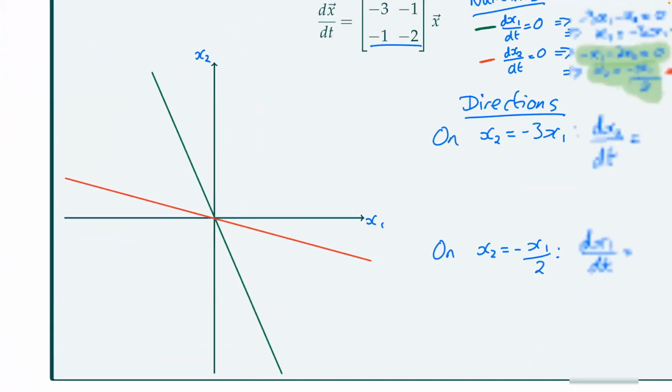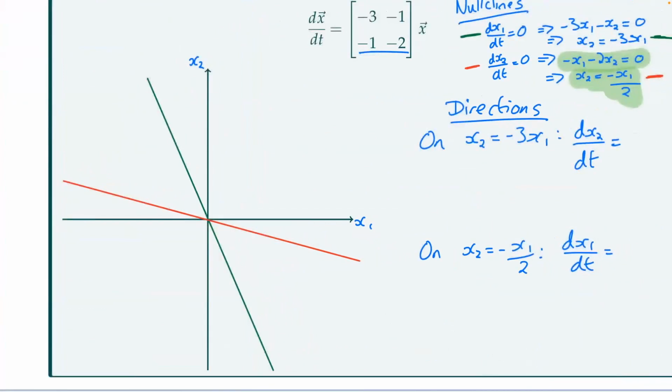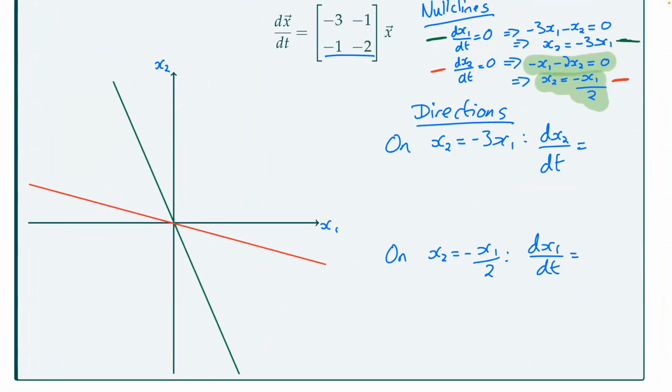So if I draw those two nullclines, I have these two lines here. Okay, so on the green line, we have dx1/dt is equal to 0. So that means we're only moving up or down. So at this stage, I can actually draw on some vertical lines because I know that when I cross that nullcline, I'm moving vertically. I don't know at the moment whether I'm going up or down in these different places, but I know that we must be moving vertically.